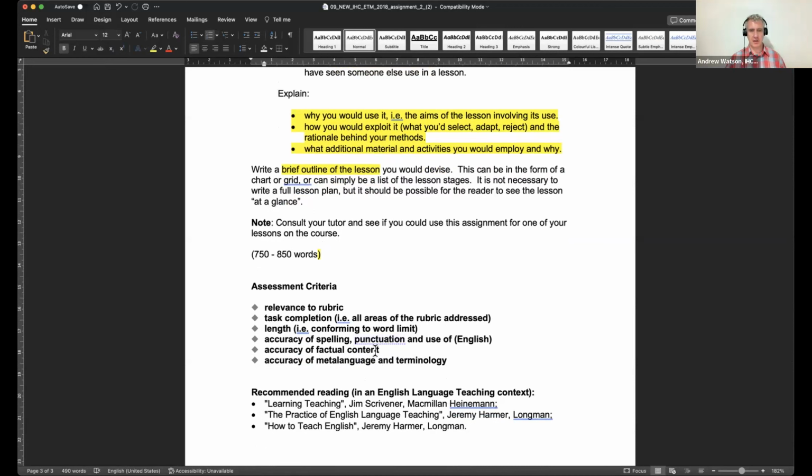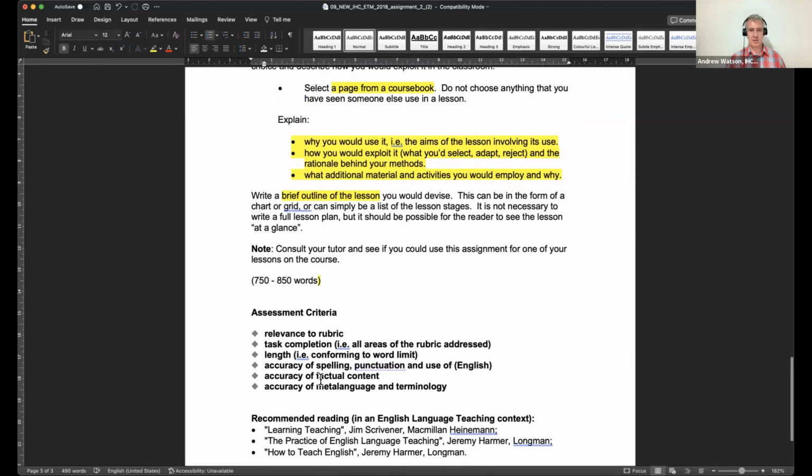Just make sure you're being accurate with spelling and punctuation and use of English. You're accurate regarding the factual content. You're using the right meta-language and terminology. Meta-language, any idea what that means?